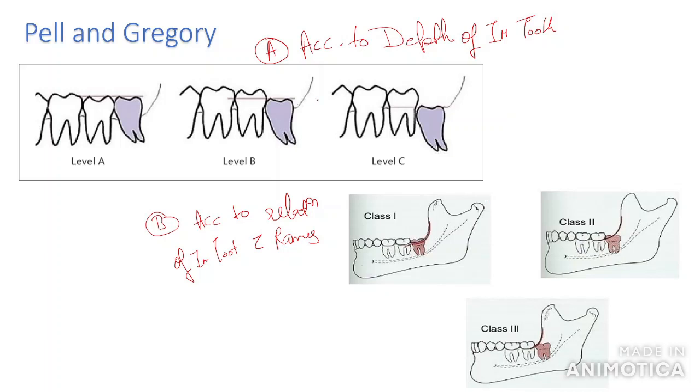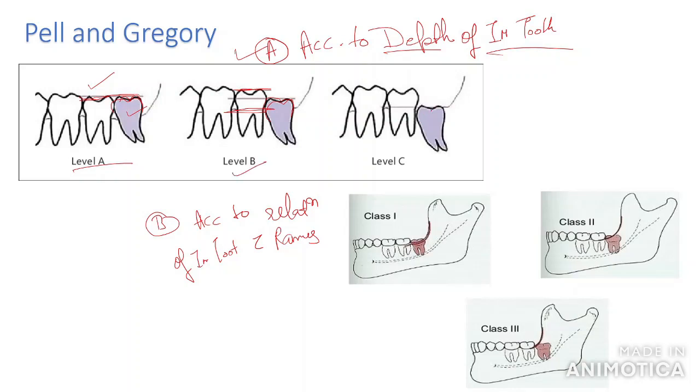In Pell and Gregory, we have 2 classifications. First is according to the depth of the impacted tooth, right? So see, this is your impacted tooth. If the occlusal line of this impacted tooth is in line with the occlusal line of the adjacent second molar, this is your level A. When we talk about level B, the occlusal line of the impacted tooth is below the occlusal line of the second molar, but above the cervical line. So this is your level B.